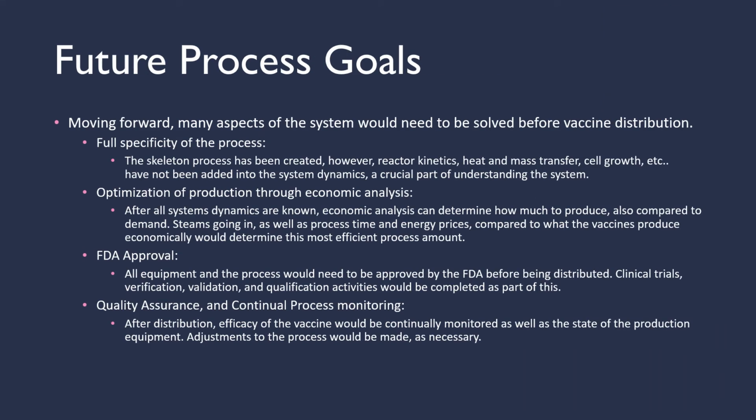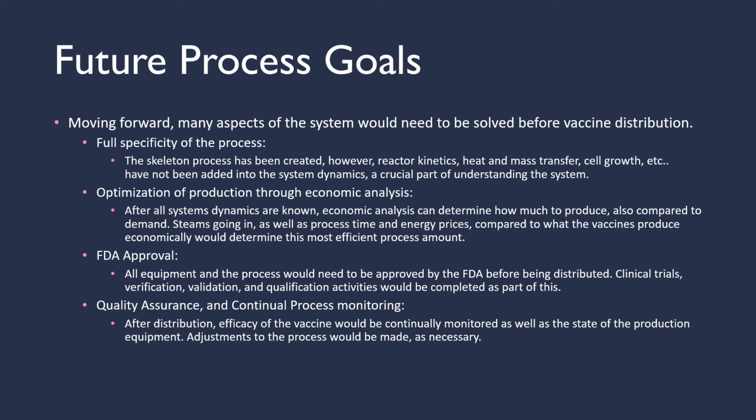As for future process goals, many aspects of the system would need to be investigated before vaccine distribution and optimization. The first order of business would be to fully specify the process. The skeleton process has been created. However, things like reactor kinetics, heat and mass transfer, and cell growth have not been added into our model, which would be a crucial part of understanding how the system reacts and would give us a better model of how it would react in the full scale production process.